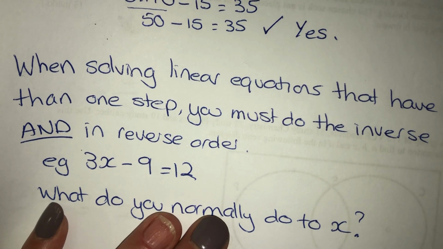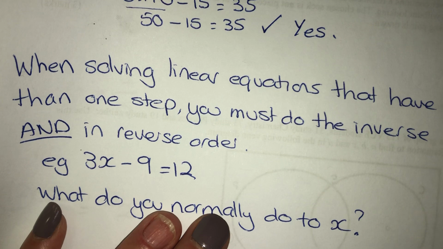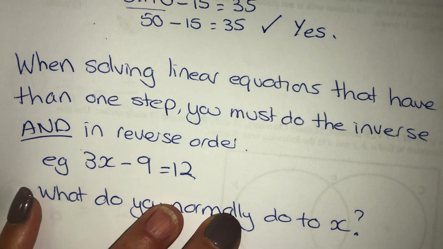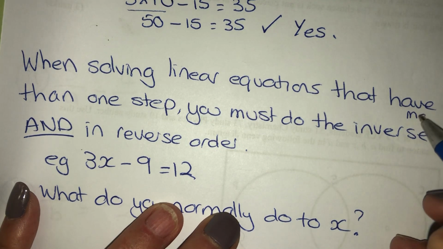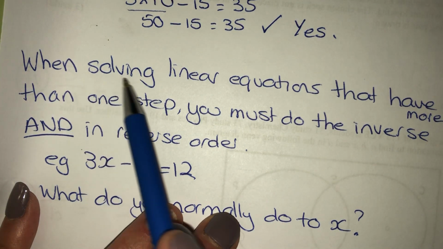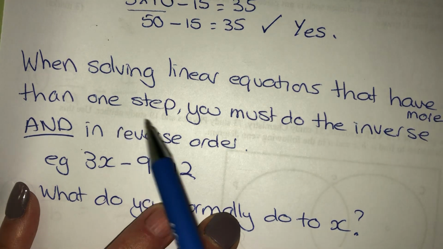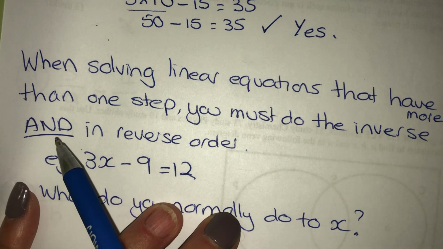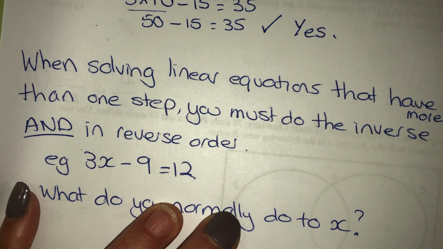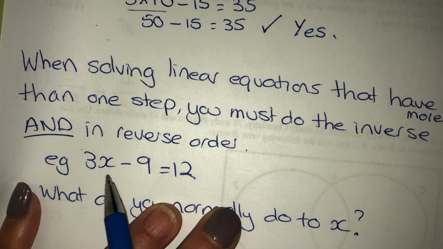Now, we have sometimes more than one step. So now the rest of the questions are about if you have two steps, if you have to do two steps. So I'm just going to write the word more in here because I'm not sure that you can see that. So it says, if you can copy, when solving linear equations that have more than one step, you must do the inverse and do it in reverse order. What does that mean? We're going to use the example 3x minus 9 equals 12. Please press pause to write this down.